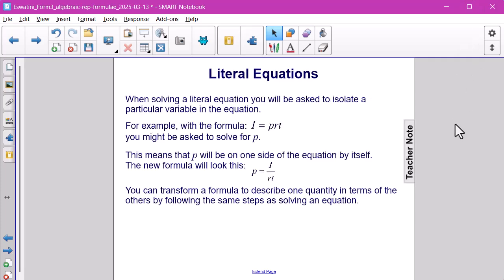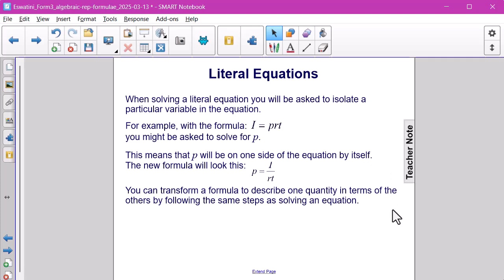When solving a literal equation, you will be asked to isolate a particular variable in the equation. For example, with the equation interest being equal to principal times the rate times the time, you may be asked to solve for the principal amount, or lowercase p. This means that p will be on one side of the equation by itself. The new formula looks like this: P, or the principal amount, equals I, the interest, divided by the quantity rate times time.